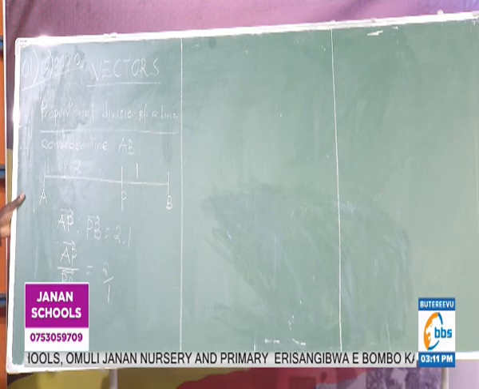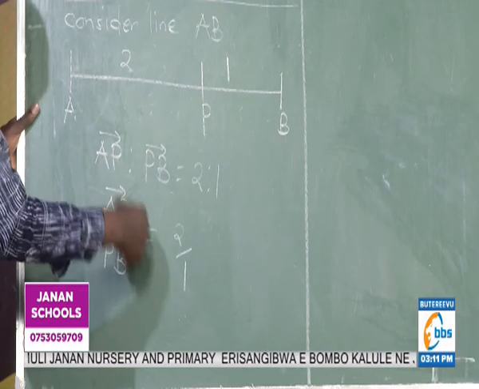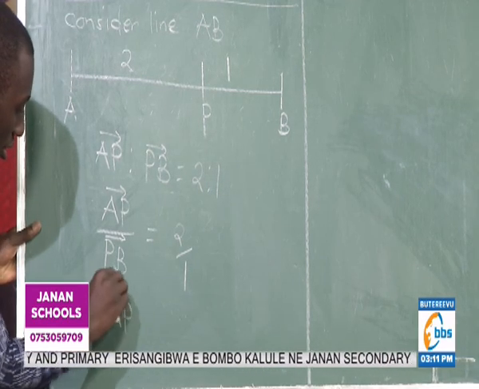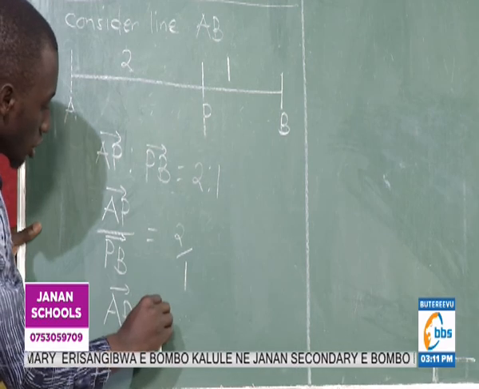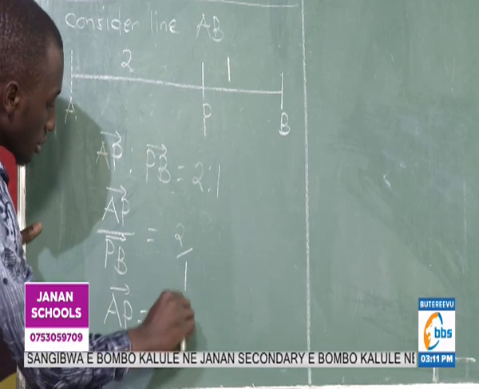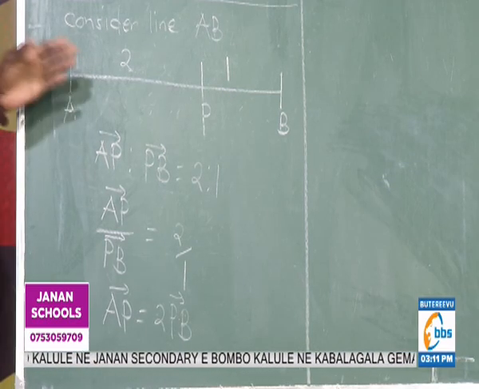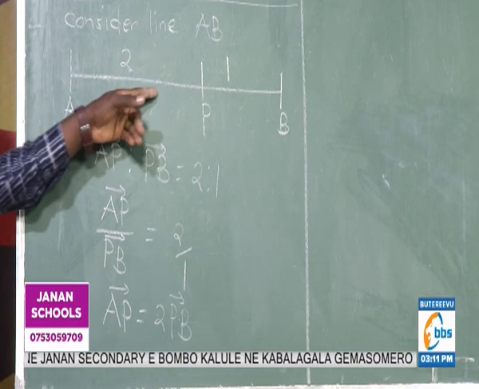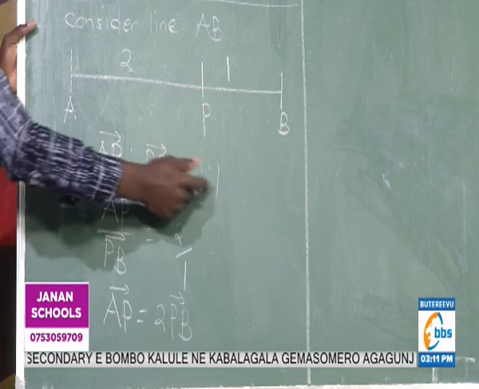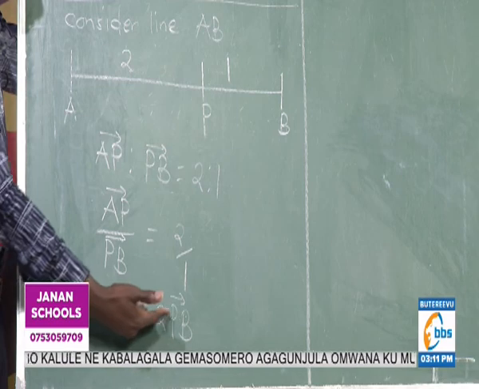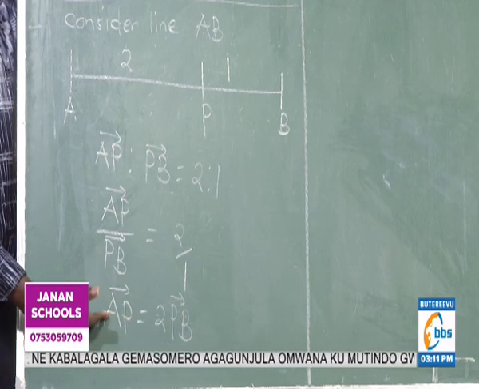So it means that we can still cross multiply. You can cross multiply and end up having AP can still be equal to 2 PB. So all these are different forms in which they can give me this information. We are saying we can have AP to PB equals 2 to 1. I can still give you this, that AP equals 2 PB. They can give us still this.